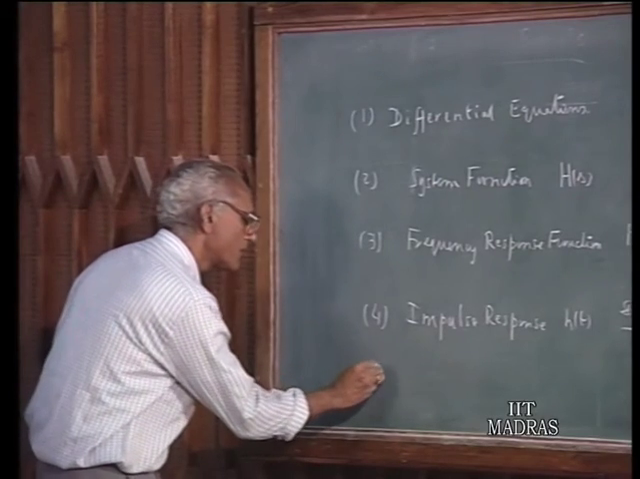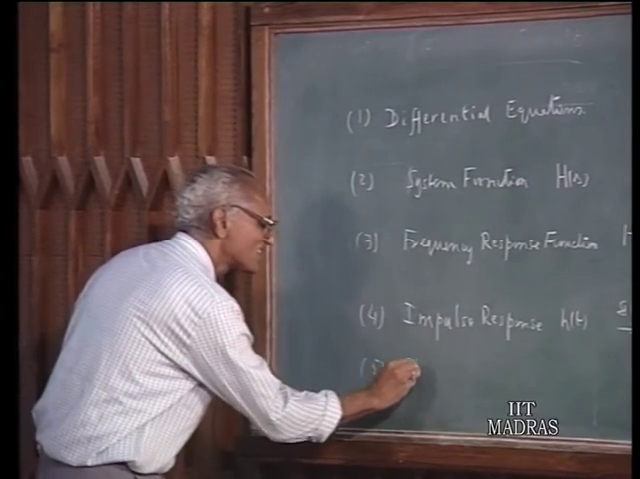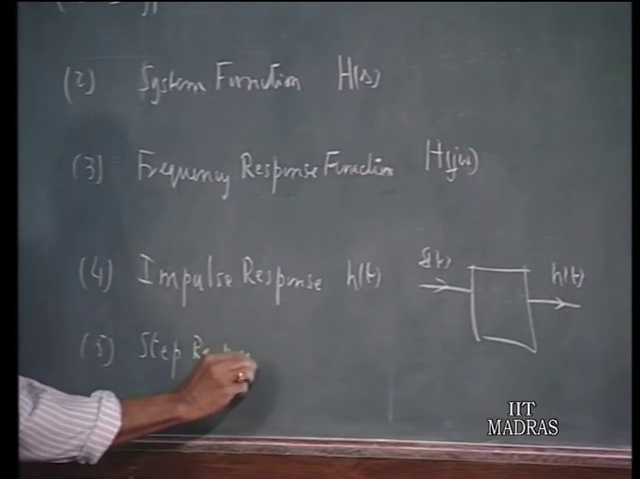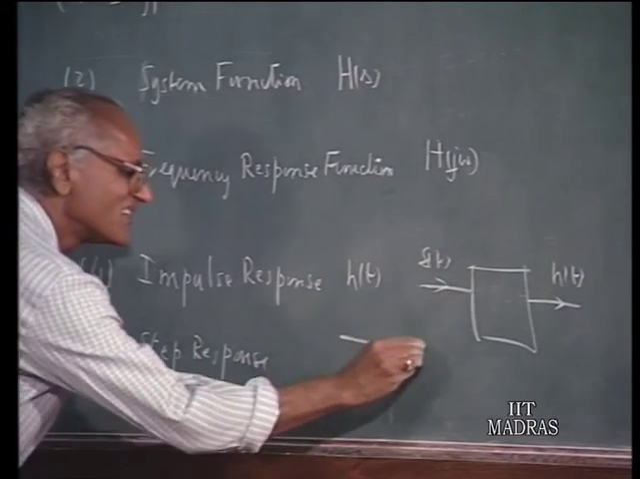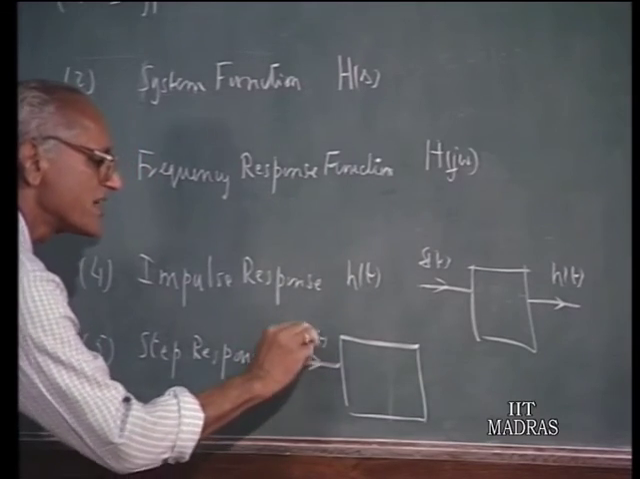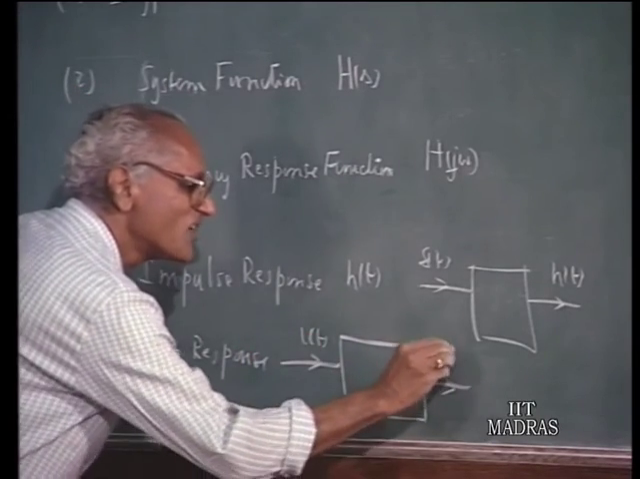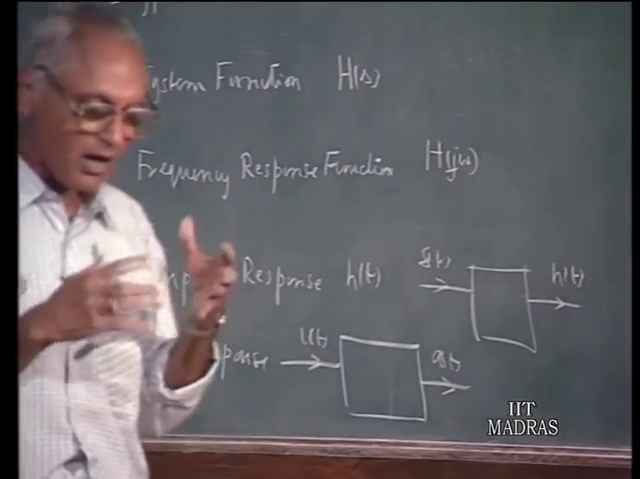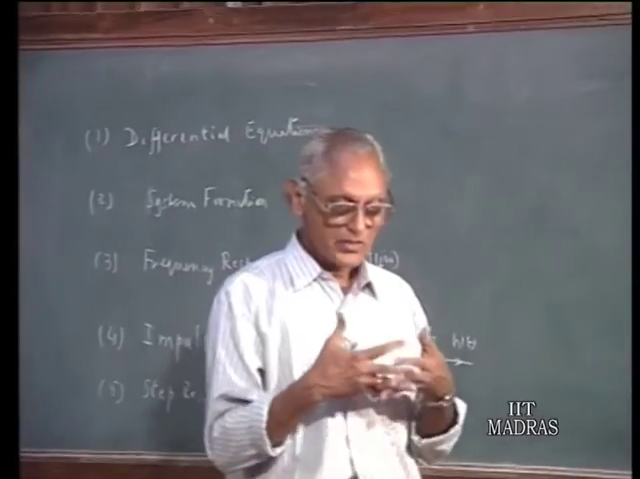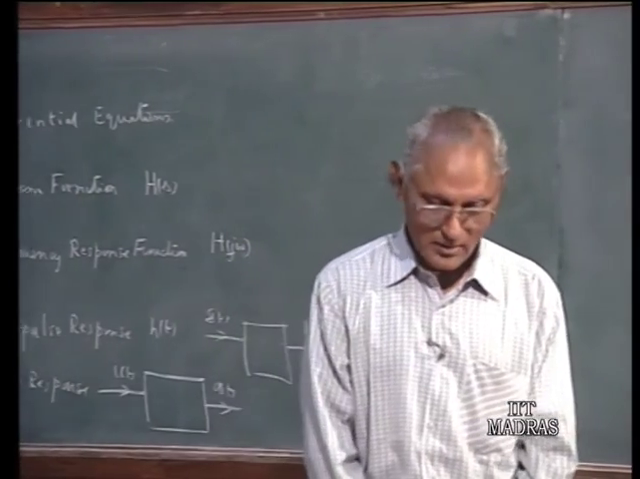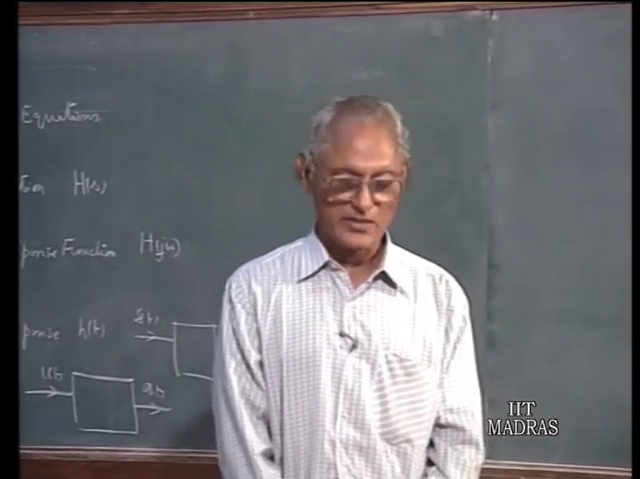There is yet another way, what is called the step response. So, here you are giving u of t, the unit step, as the input, and what you get as the output is the step response. These are all different ways of characterizing a linear system, and all are equivalent. Each will give complete information about the system which you need to solve for the response under any given excitation.